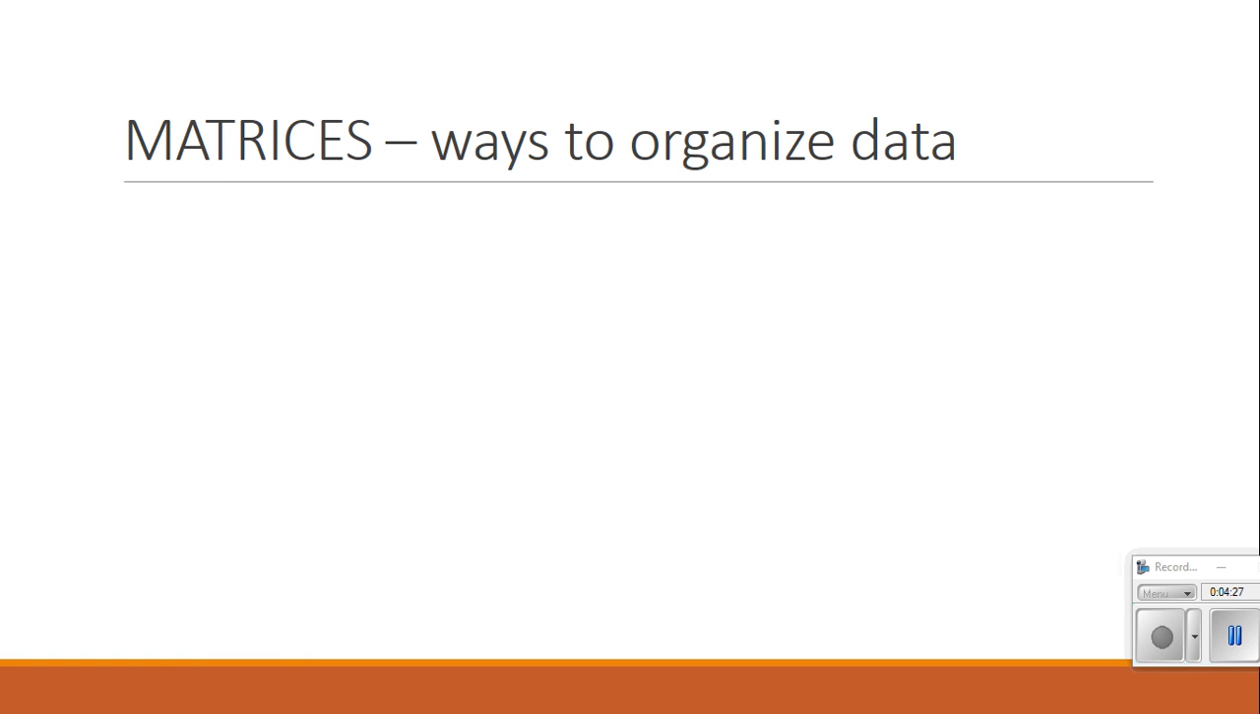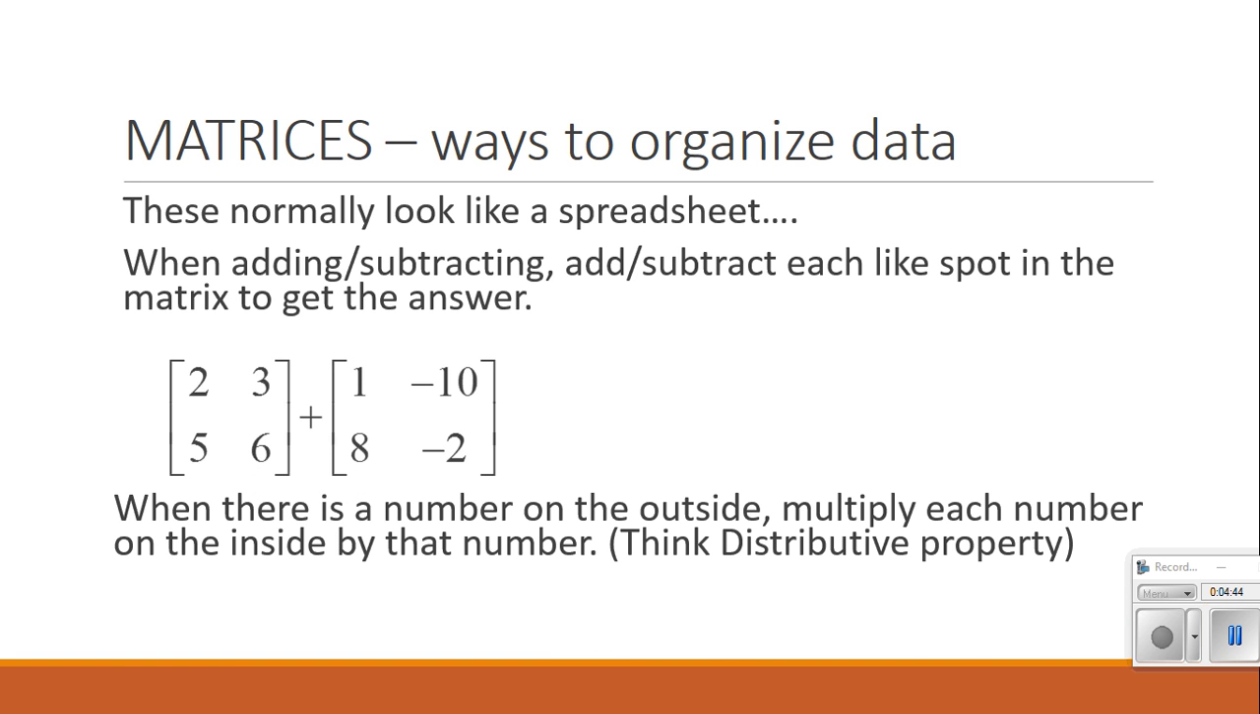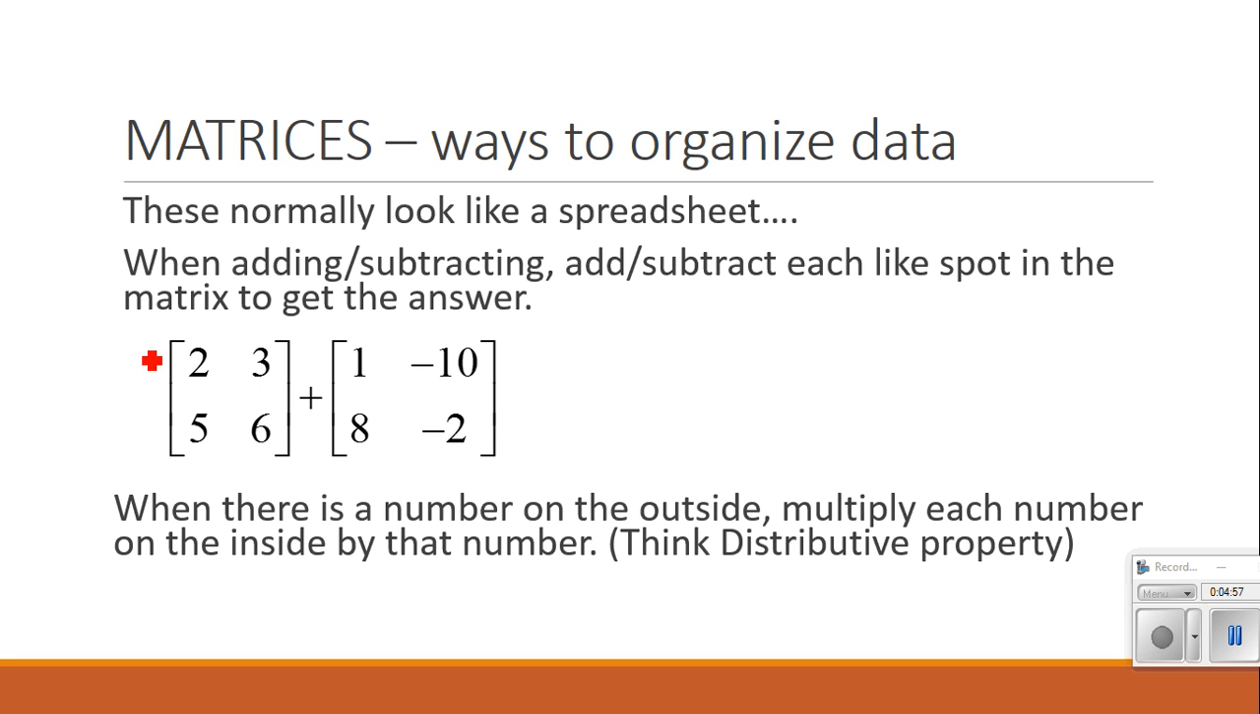Matrices are just ways to organize data. You probably haven't seen this, but they normally look kind of like a spreadsheet. So when we're adding and subtracting, we add and subtract each like spot in a matrix. So if I have these two matrices, I can add each spot to each related spot. Just have to make sure that you have the same sort of matrix. So if this one had 3 columns, you wouldn't be able to add it to a 2-column one. So they have to have the same number of columns and rows.